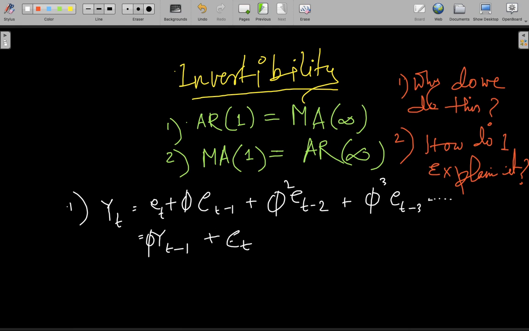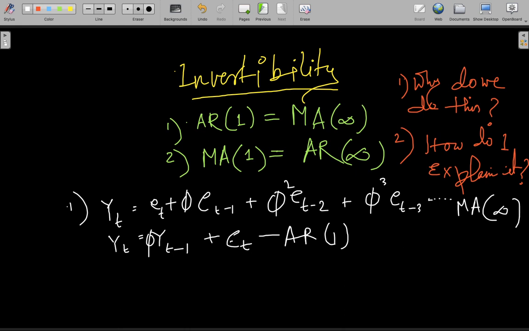So that's basically my AR1 series, and this is my Y_t, this is my AR1 series, and the upper one is basically the MA infinity series, okay? So they are basically the same.